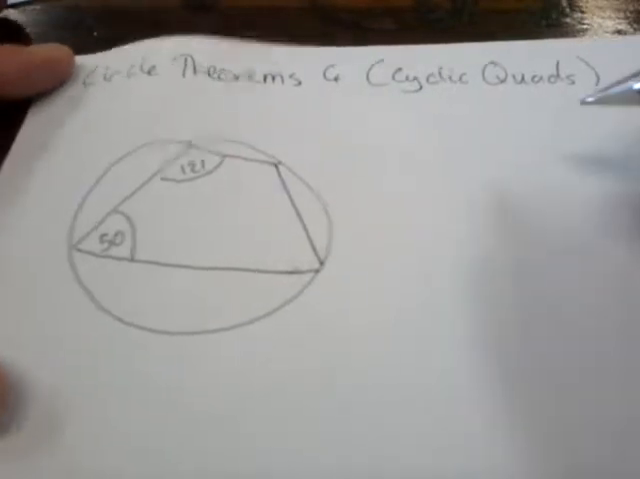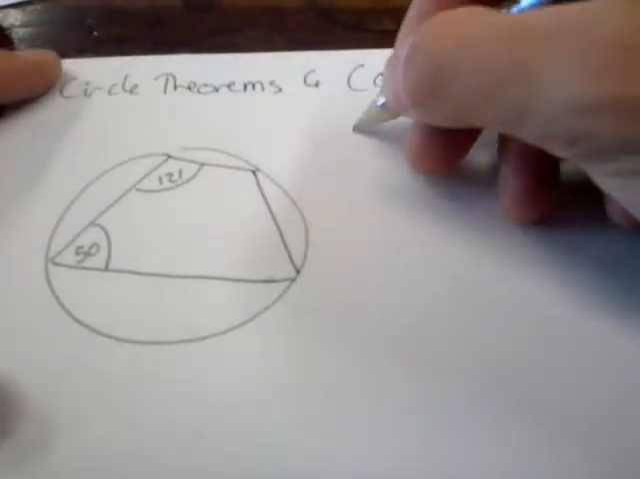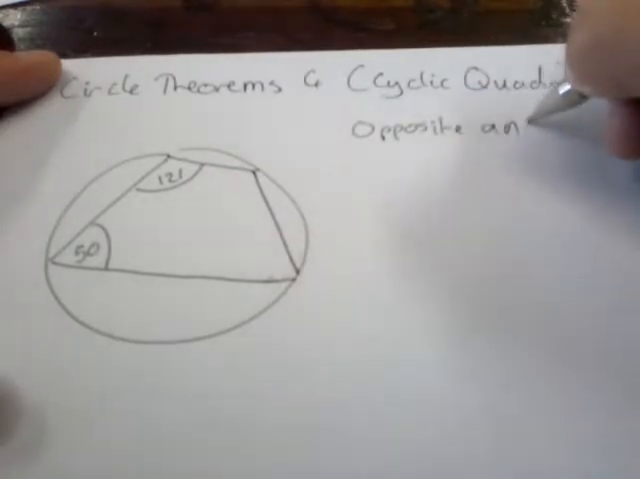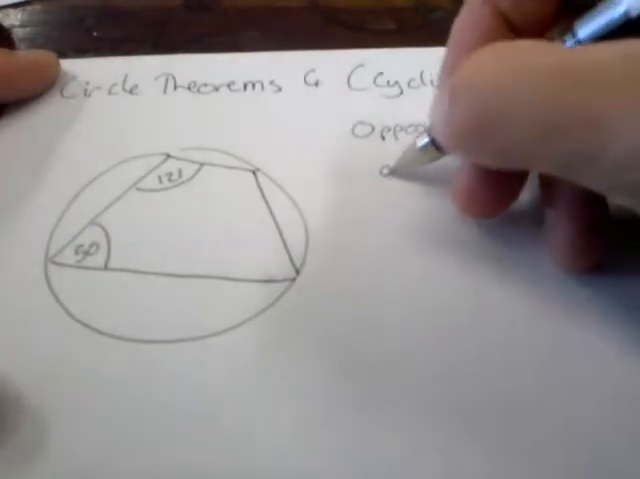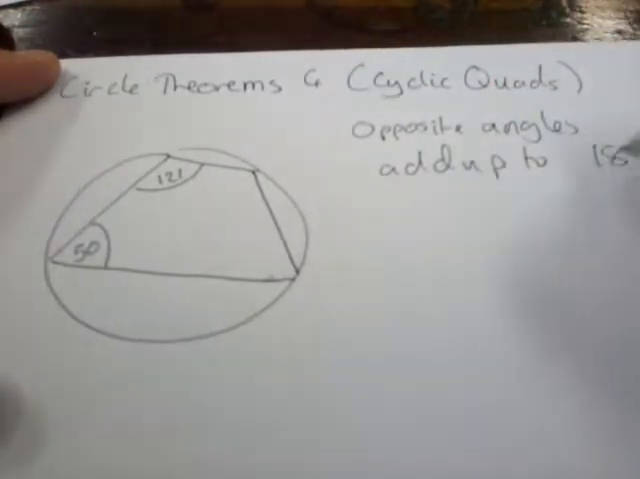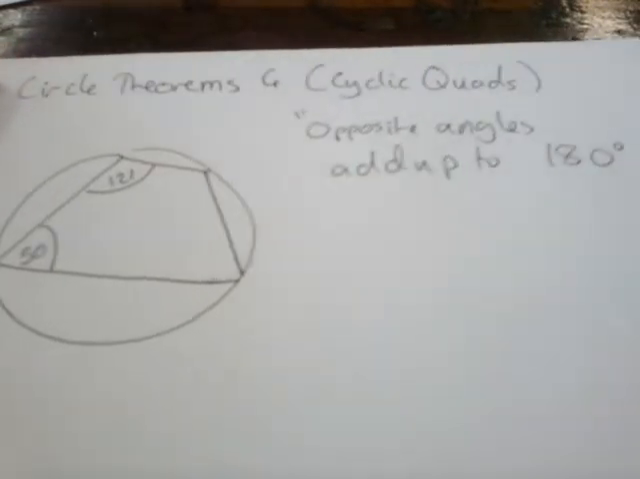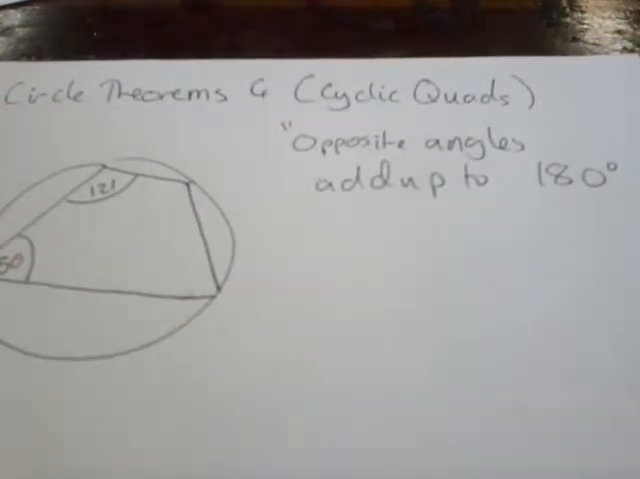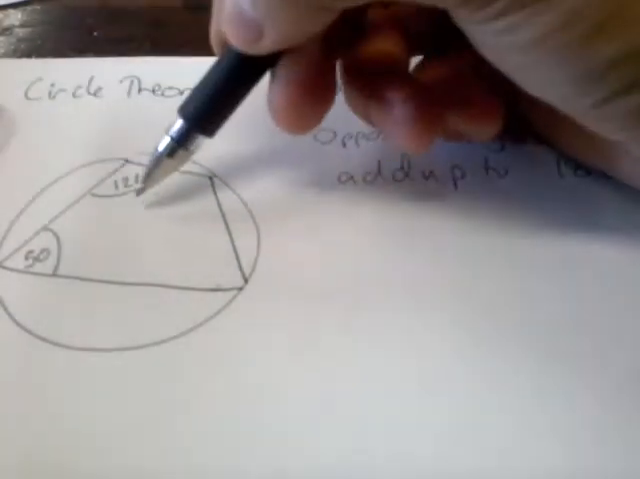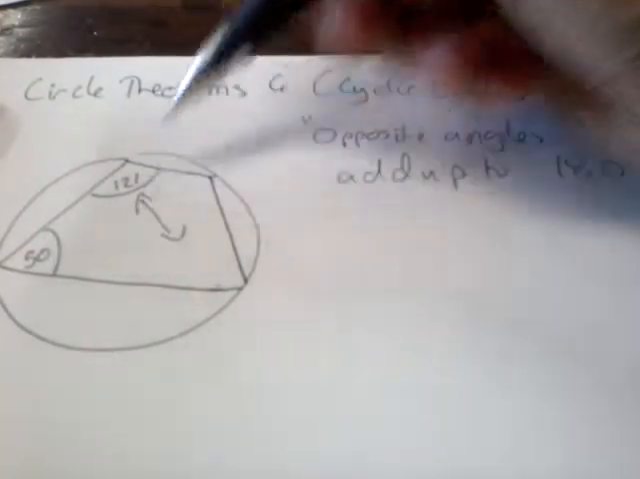And it's quite a simple theorem. It just says, opposite angles, this is the slogan, opposite angles add up to 180 degrees. That's the slogan. That's what the theorem says. Opposite angles in a cyclic quad add up to 180 degrees. Opposite means what you think it might mean, the ones opposite each other like that.